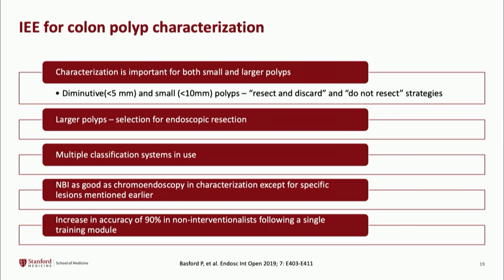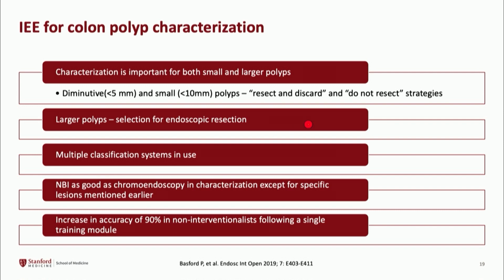So looking at polyp characterization using image enhancement, the characterization becomes important, especially for smaller polyps, because then you can use the resect and discard or do not resect strategies. As the name itself suggests, once you are confident in making the diagnosis, whether it's a hyperplastic polyp, you could just resect and leave without sending it for pathology, or just not resect them and just leave them. For larger polyps, it's important for selection of these patients for endoscopic resection or sending them for surgery.